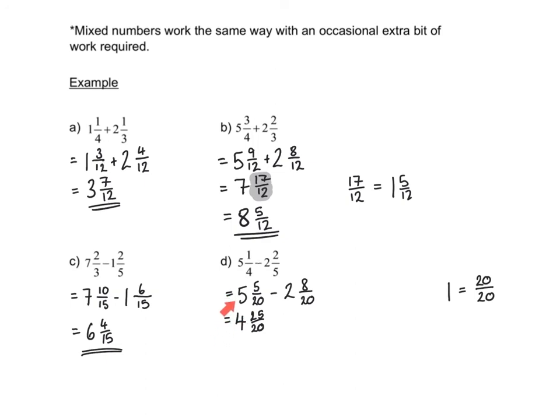Now, these two fractions, this 5 and 5/20 and this 4 and 25/20, have exactly the same value. All I've done is I've moved 1 from the 5 and moved it over into here. So again, just to go through that, I've borrowed 1, which I'm thinking about as 20/20 because we're dealing in 20ths, and I've moved it across to be with this 5/20, giving me 25/20.